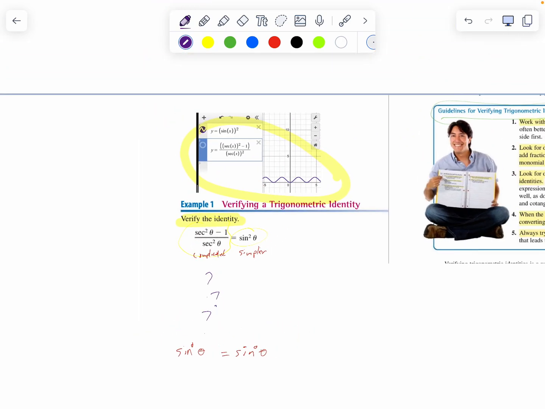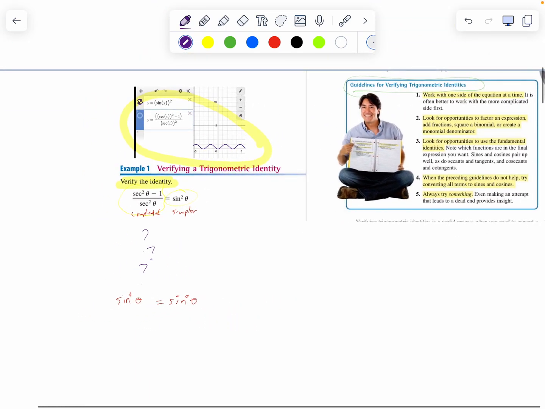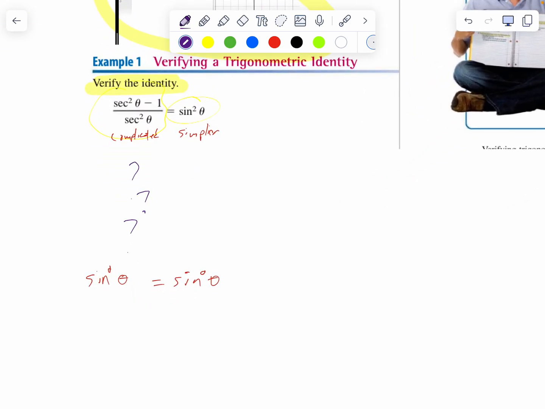And the good news is that I've got 5 guidelines to help me get there. The 5 guidelines are: let's work with one side of the equation at a time, probably the more complicated side. Let's look for opportunities to factor. Let's look for opportunities to use fundamental trig identities. When nothing else works, let's convert everything to sines and cosines. And it's always important to try something. So I'm going to demonstrate trying something.